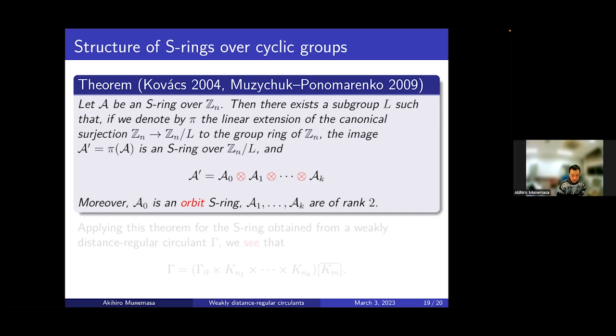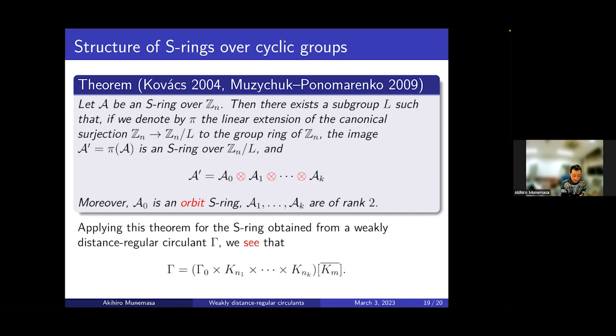And so we mean to apply this theorem to the S-ring obtained from a weakly distance regular circulant. So this theorem gives information on how our graph looks, or how a digraph gamma looks. It turns out corresponding to this partition, we have a direct product of our graph extended by a cyclic extension. Here I wrote "we see", but it involves a lot of work. I am omitting a lot of details, but after doing hard work, this theorem translates to the result on a weakly distance regular circulant, and it must be of this form.